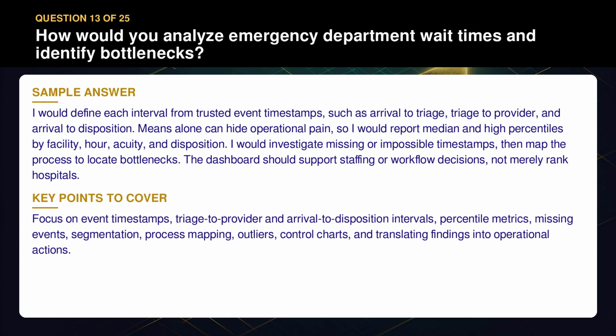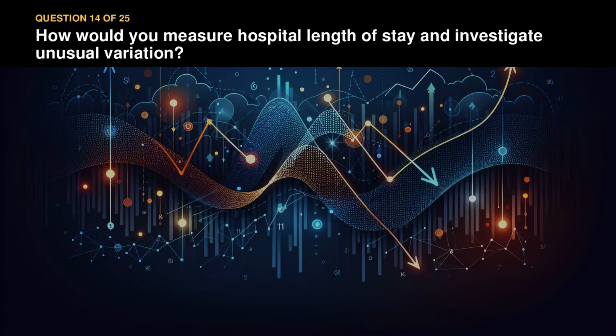Focus on event timestamps, triage to provider and arrival to disposition intervals, percentile metrics, missing events, segmentation, process mapping, outliers, control charts, and translating findings into operational actions. Question 14. How would you measure hospital length of stay and investigate unusual variation?